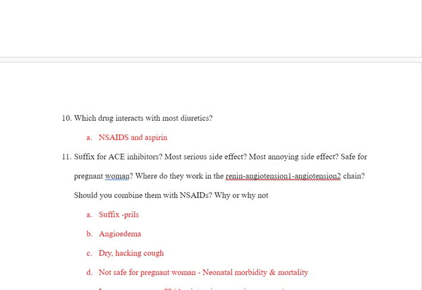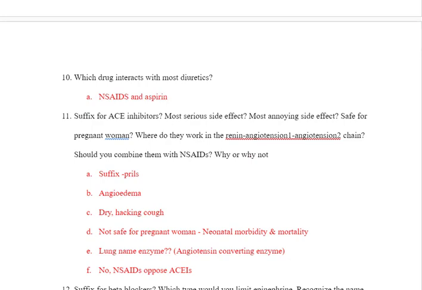Most serious side effect, angioedema. Most annoying, the cough. Safe for pregnant women? No. Where do they work in the RAA chain? Lungs, by inhibiting the angiotensin converting enzyme. Should you combine them with NSAIDs? Why or why not? Short term, it's fine. Long term, no. So short term is fine, meaning like you just did a deep scaling and the patient's like, I'm so sore. They can take ibuprofen for a few days. It's not going to kill them.